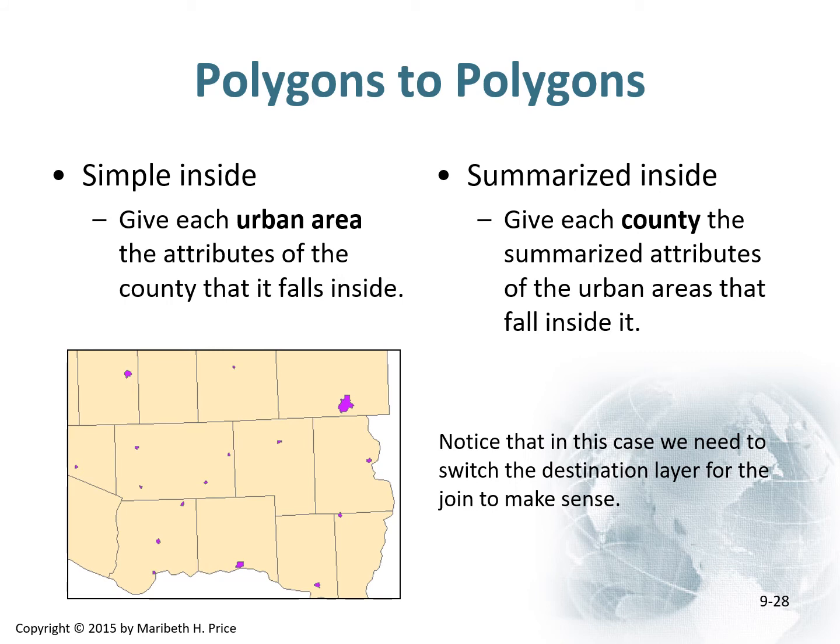Polygons to polygons, simple to inside. Urban areas are given the attributes of the counties where the urban areas are located. Summarized, each county gets the summarized attributes of all of its urban areas.